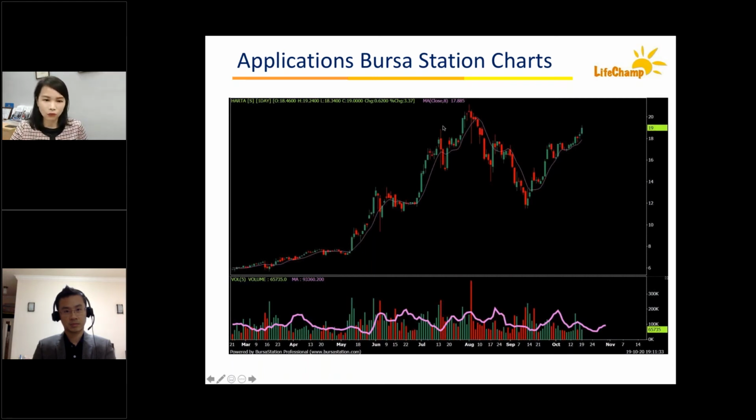So for this one, the application, you look at it, and the first thing you usually have to do is draw the 20-day and 200-day moving average. So this one is a moving average line here, to show the support and resistance. This one is a daily chart.